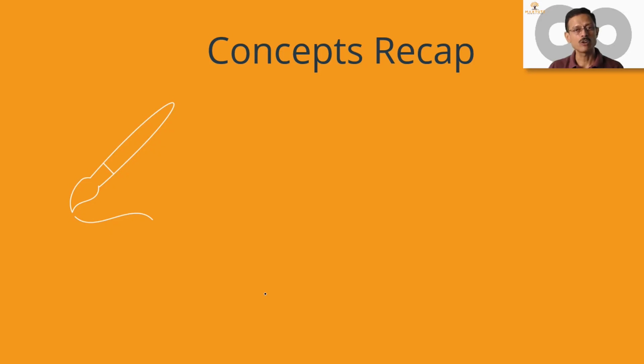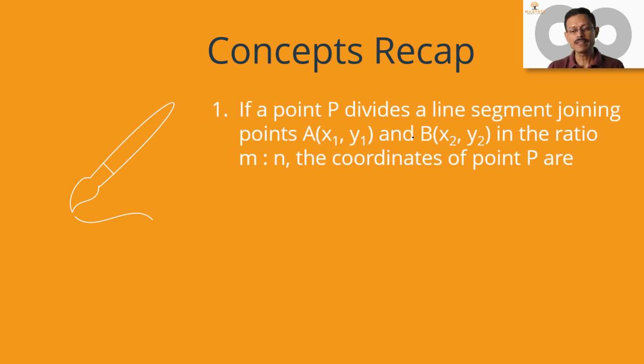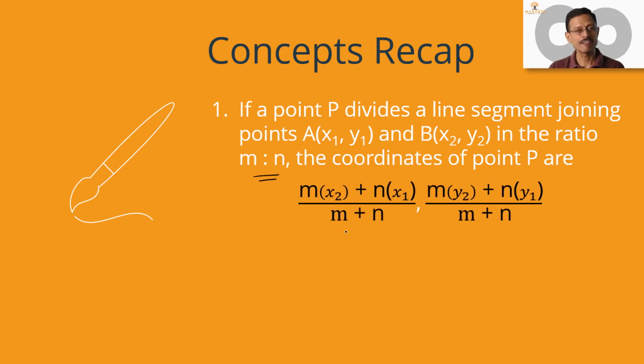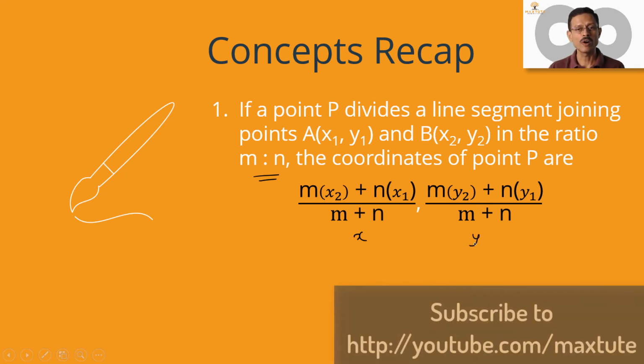Quick formula recap or concept recap. If a point P divides a line segment joining points A, whose coordinates are (x1, y1), and point B, whose coordinates are (x2, y2), in the ratio m is to n, then the coordinates of point P will be (mx2 plus nx1) divided by (m plus n). This is the x coordinate of that point. (my2 plus ny1) divided by (m plus n) is the y coordinate of this point.